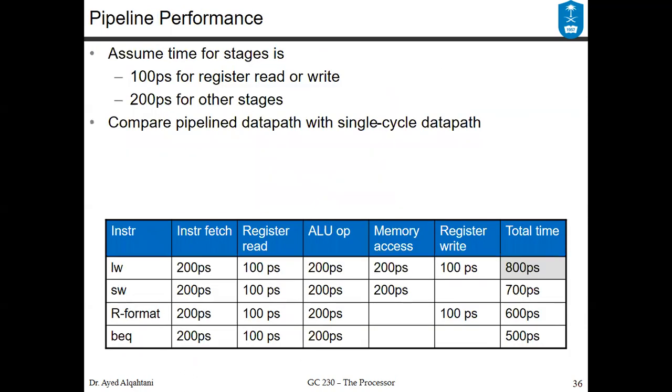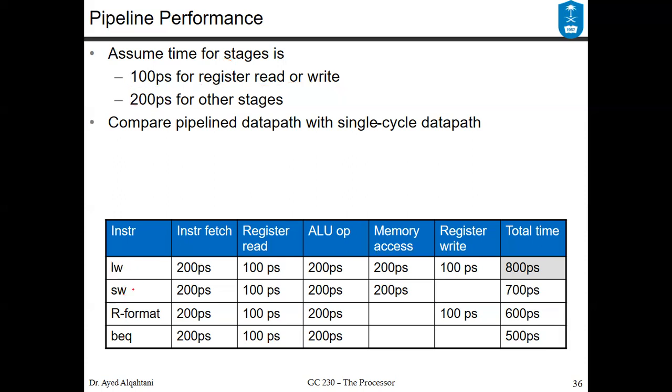Now, if we calculate the pipeline performance for the MIPS, and if we assume that the stages that read or write the register, meaning the decode stage, where you decode and register read, and the write back stage, take 100 picoseconds, and all the other stages 200 picoseconds. And we're asked to compare the pipelined data path with the single cycle data path for these instructions: load, store, R format, and branch.